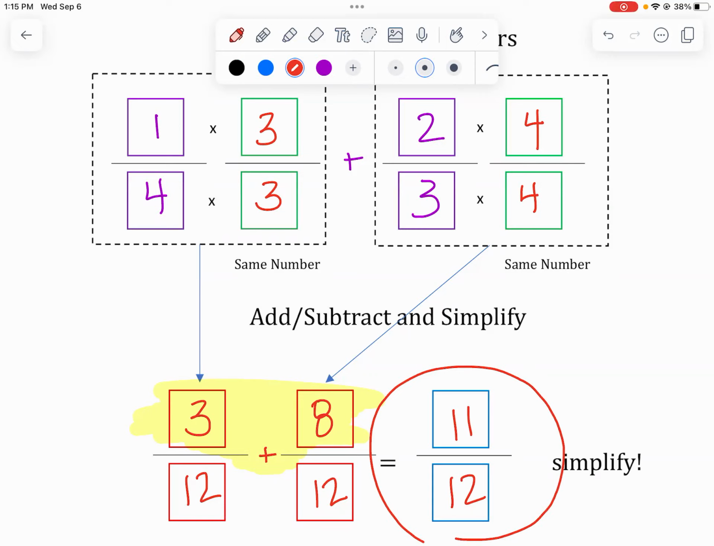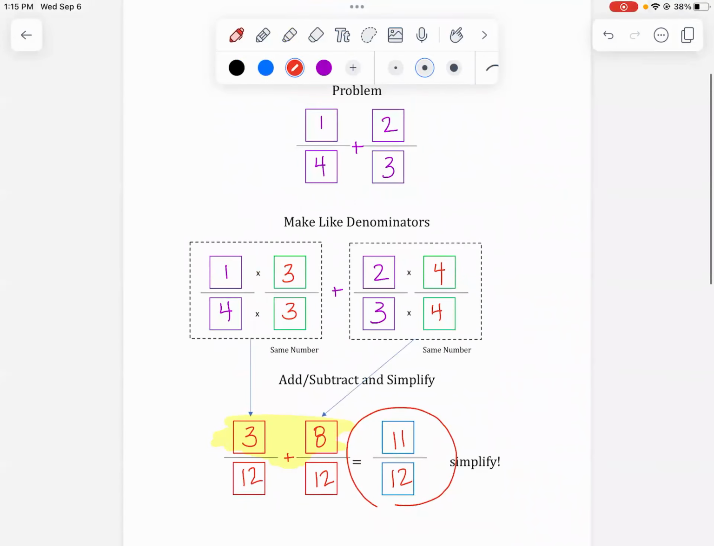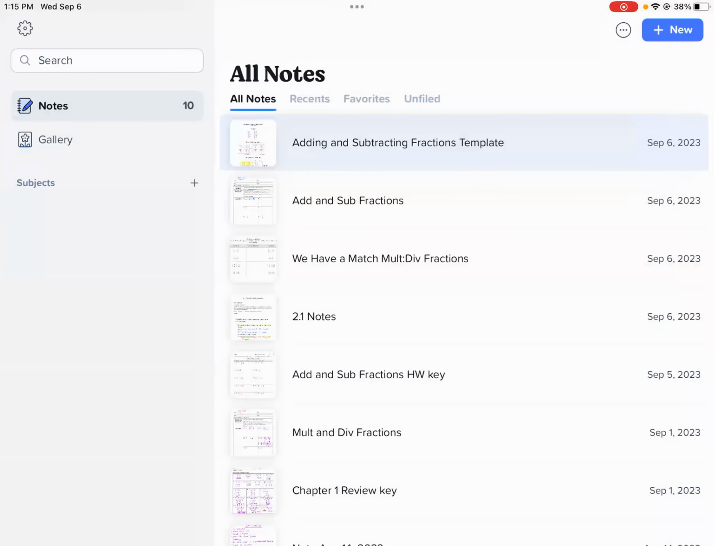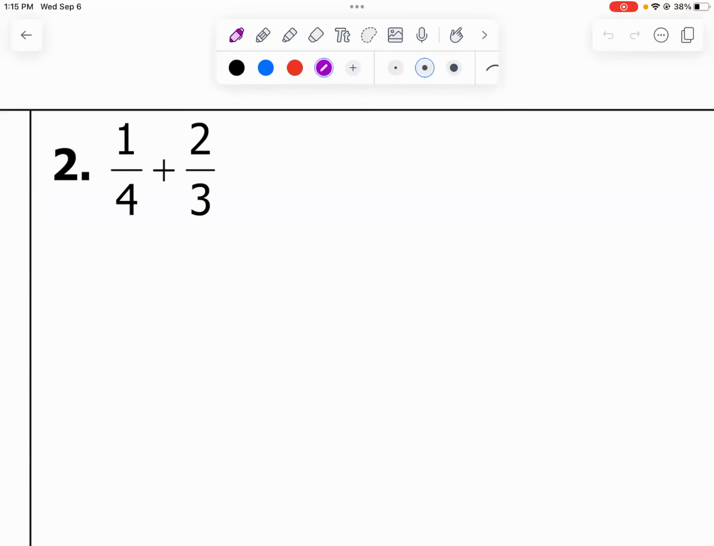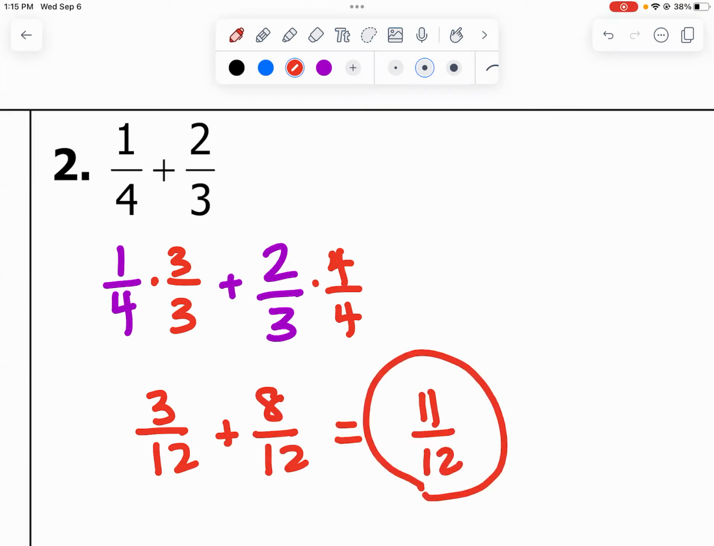What I'd like you to do is transfer this work over to your paper notes. So in your paper notes, I would like you to write down that we took 1/4 plus 2/3. We multiplied them by 3 over 3, 4 over 4, to get 3 over 12 plus 8 over 12 equals 11 over 12. Transfer it over into your paper notes.